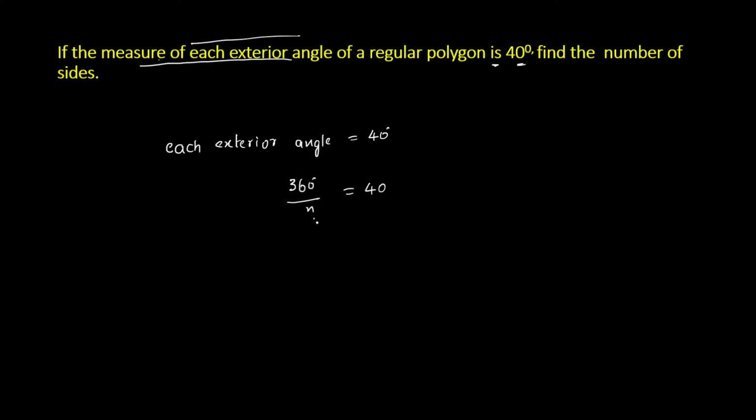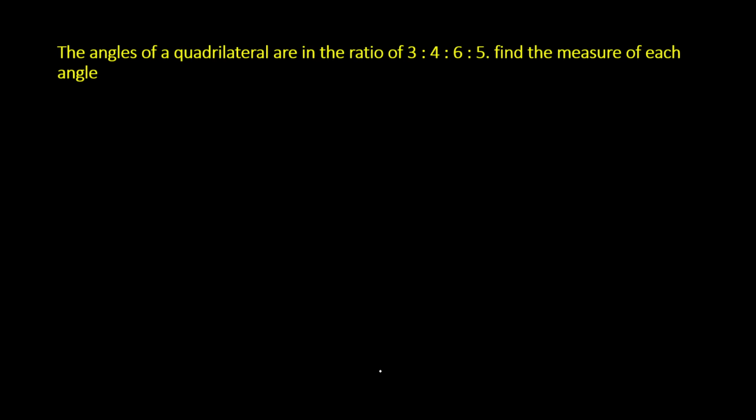n is divided here, so when it goes across it becomes multiply. 360 is equal to 40n, and 40 is multiplied here, so when it goes across it becomes divide. 360 by 40 is equal to n. So 4 9s are 36, so n is equal to 9. That's it. They asked us to find the number of sides, so the value of n is 9. Okay, right.